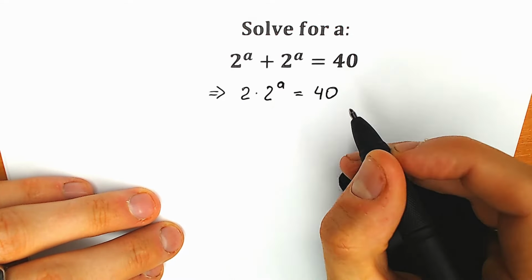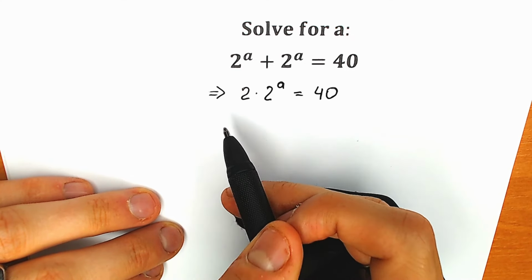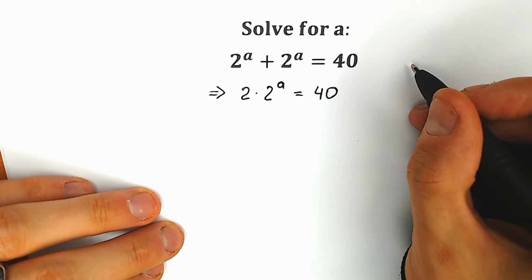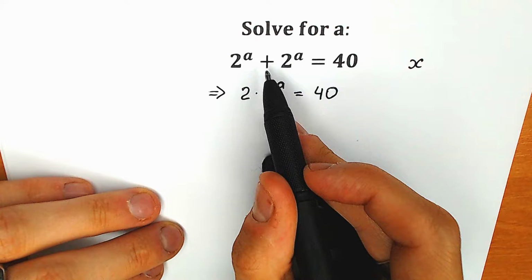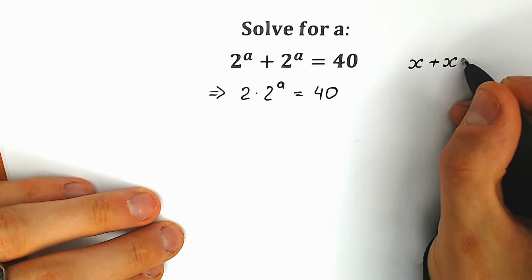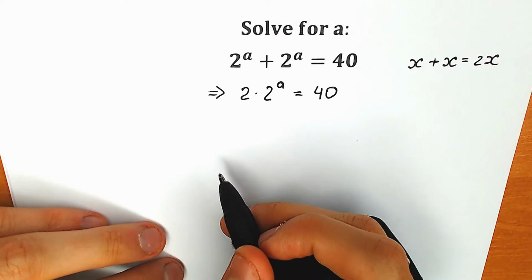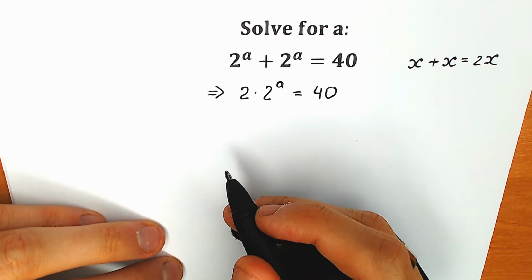And a lot of students might be asking, how can we write it like that? Here's my quick explanation. For example, 2 to the power a is our x, and we have the same x. We have x plus x. And when we add two same expressions, as a result, we have 2x. And as a result, right here, we have 2 times 2 to the power a. So I hope you understand this first step.